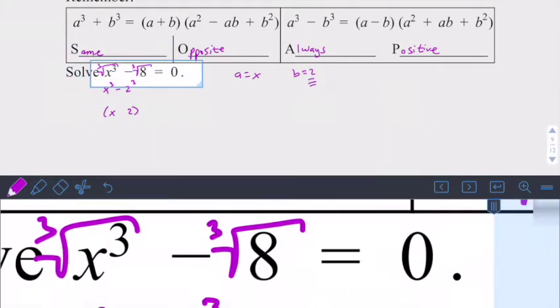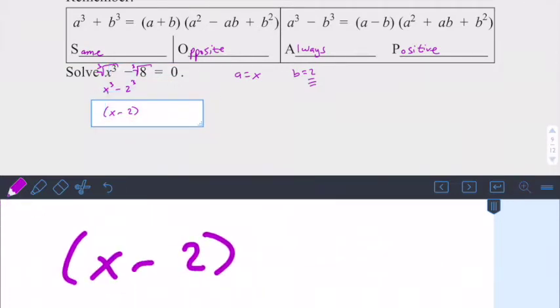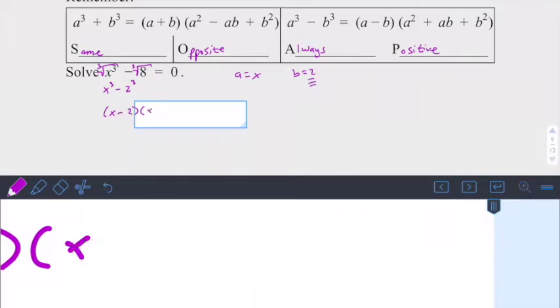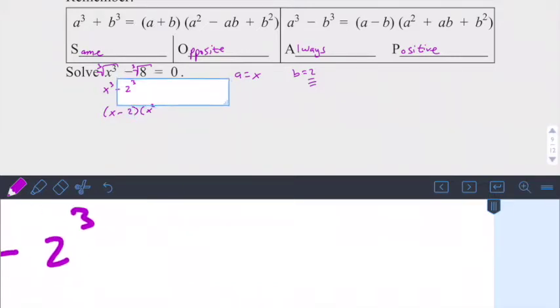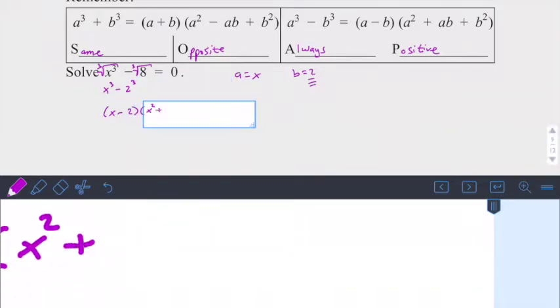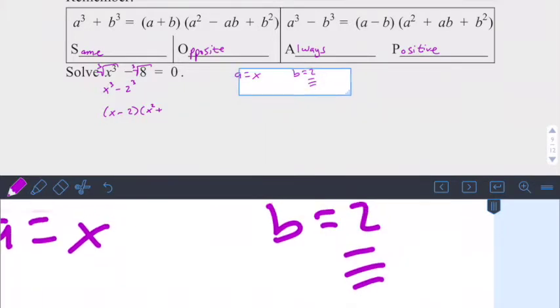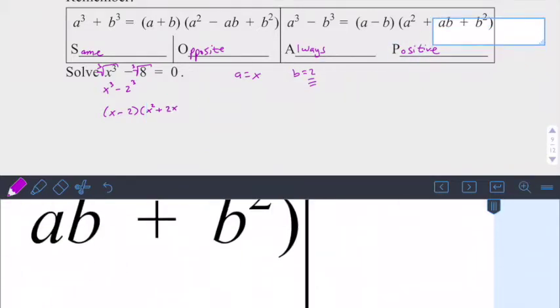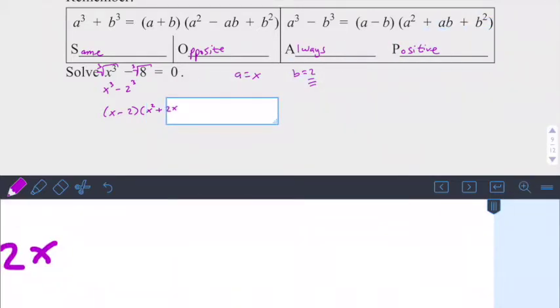And now it's same sign, so it was minus, so it'll be minus. Then it's a squared, so x squared. The middle sign is opposite, so it's plus now. Then we have AB, so x times 2 or 2x. And then b squared, which is 2 squared, which is 4. And then this sign is always positive.